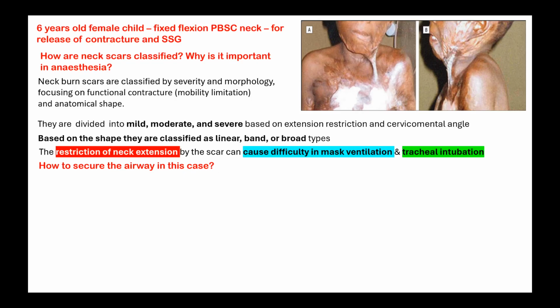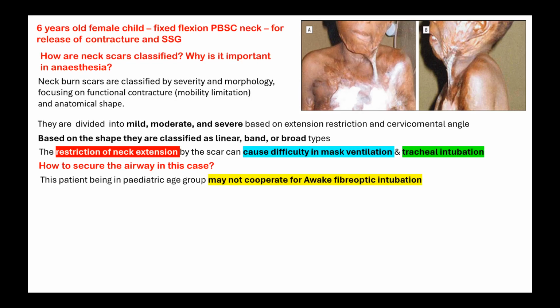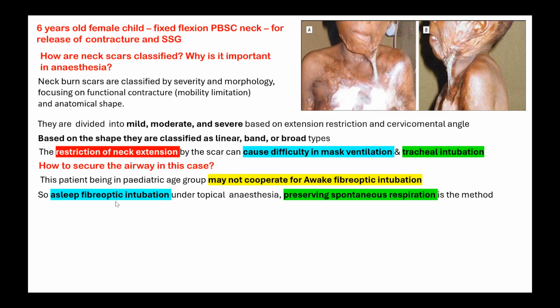So if you sedate the child, what is it called? Not conscious, sir. It's called asleep intubation. Okay, only when the patient is fully conscious without any effect of sedation, it is called awake fiber optic. But this child may not cooperate for that. So the options are asleep fiber optic intubation under topical anesthesia. Preserving spontaneous respiration is the first choice.